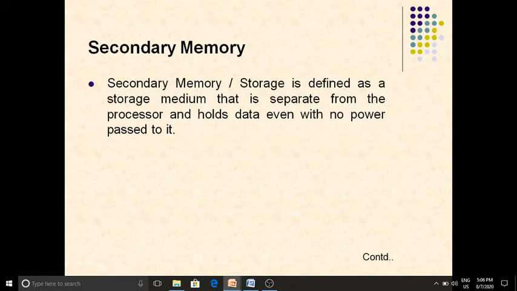Secondary memory, or storage, is defined as a storage medium that is separate from the processor and holds data even with no power passed to it. It is nothing but external storage devices, which we use as secondary memory.